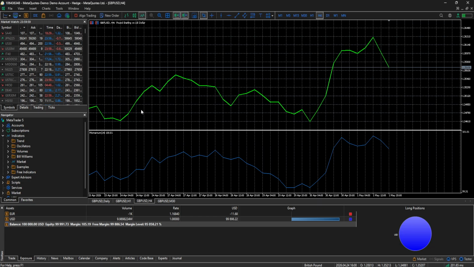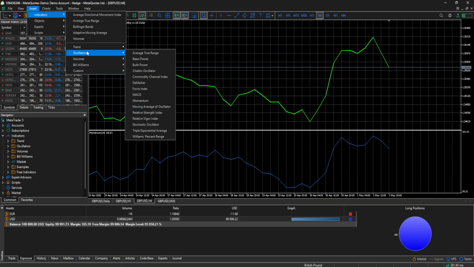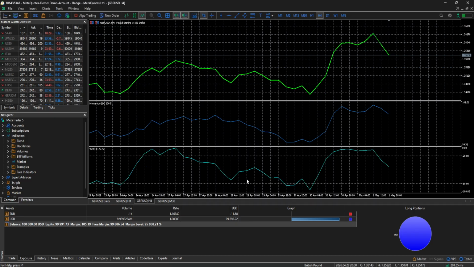First, let's get it on your chart. In MetaTrader 5, go to the top menu and click Insert, then Indicators, then Oscillators, and choose Williams percent range. When the settings window opens, leave the period at 14, which is the standard default, and click OK. You'll see the indicator appear in a separate window below your price chart. That's it. Installation done. Now a quick tour of what you're looking at.